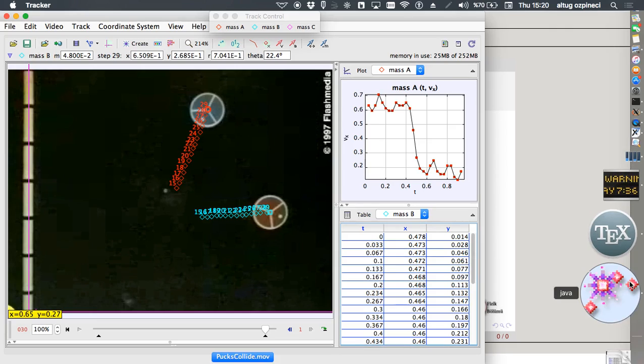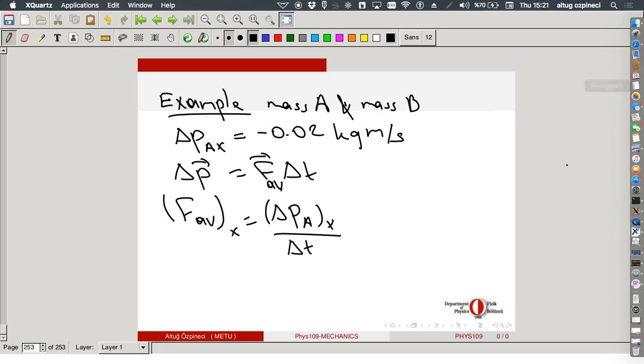Now let's go back to our example. So here was the data we have. If you look here, the collision more or less seems to start at this point, at the time 0.4, more or less. And it ends somewhere over here, 0.5. So the time of the collision is 0.1 second. So delta t is 0.1 seconds.